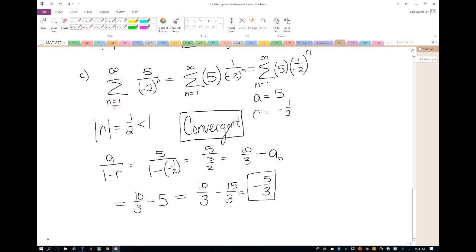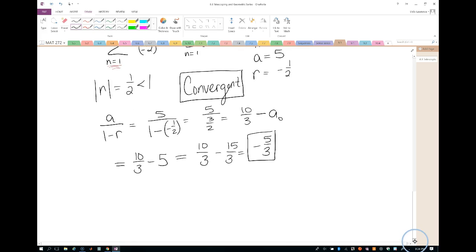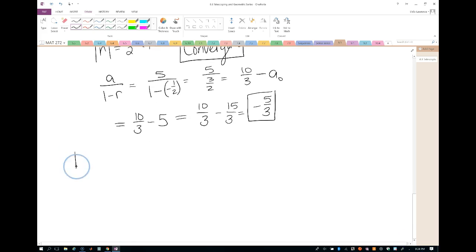Another type of series that you may be able to recognize just by looking at it is called a telescoping series.